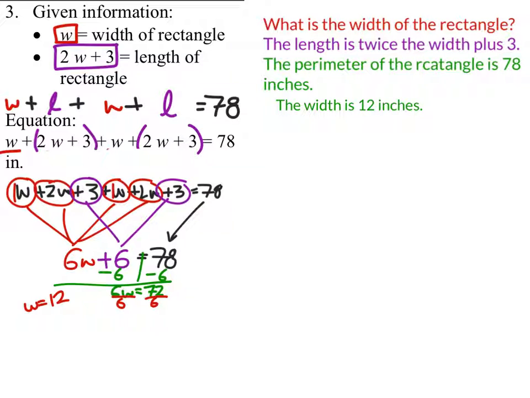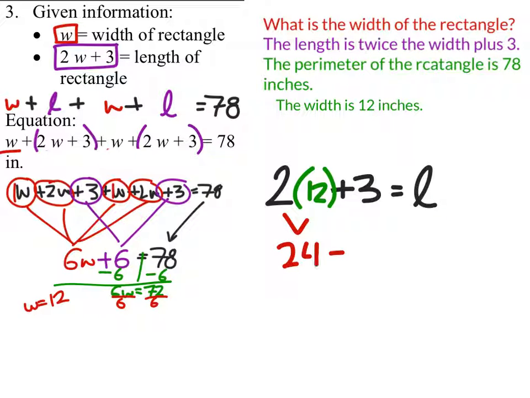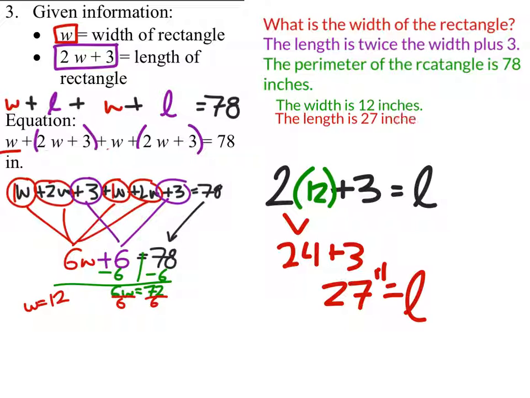But we still need to find the length, right? So the length, which was shown as 2W plus 3. This is the length. But we already know the W, the width, is 12 inches. So we'll just solve this. 2 times 12 is 24 plus 3. Bam, 27 inches is the length. And we'll write that in as well. The length is, what do we get? 27 inches. That's it. We got it.